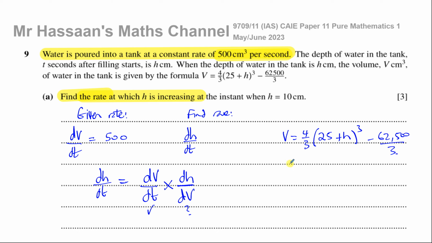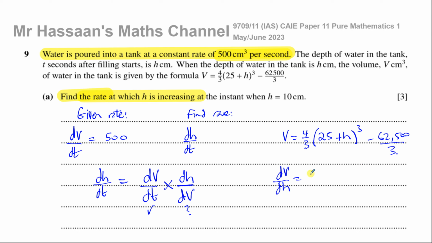And what we can do is we can find dV/dH. We can differentiate this with respect to H, and the reciprocal of that will be dH/dV. So if we differentiate this with respect to H, we got this bracket raised to the power of 3. The variable H is inside there. This is a constant. The constant is going to become 0 anyway. When you differentiate, a constant becomes 0.